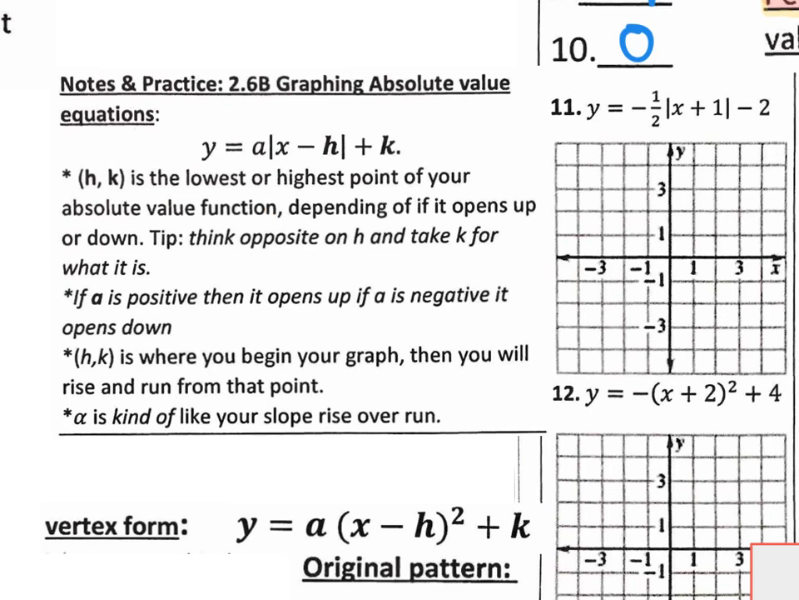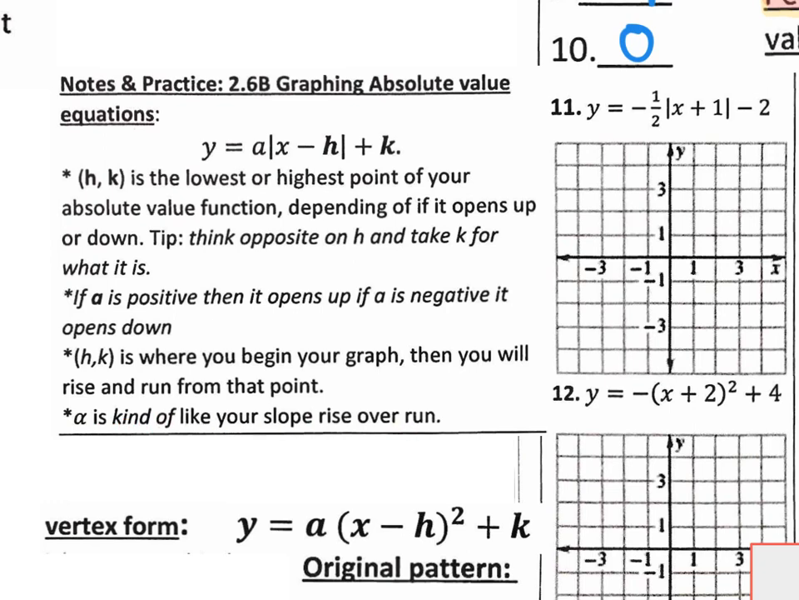But the thing is, on parabolas, if the a value is 1, we could use the pattern 1, 1, 2, 4, 3, 9. This is not a parabola. This is not a U-shaped curve. This is like a V, right? It's like a V that's opening up or a V that's opening down. So we're not going to use patterns like 1, 1, 2, 4, 3, 9. We're going to understand that the a value is kind of like our slope. That's what it says in our notes. A is kind of like your slope.